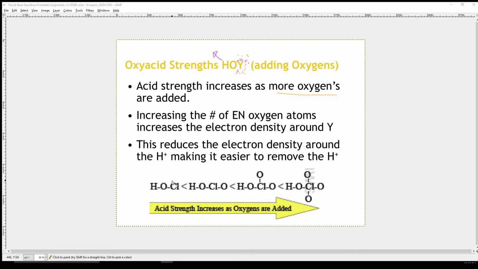So looking down here, I only have 1 oxygen. Here I have 2 oxygens, I have 3, and I have 4 around the Y. So as we add more and more oxygens, the acid strength increases. This is only true for your oxyacids, HOY.